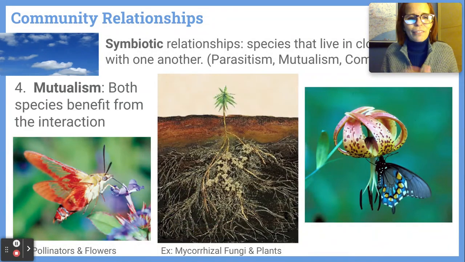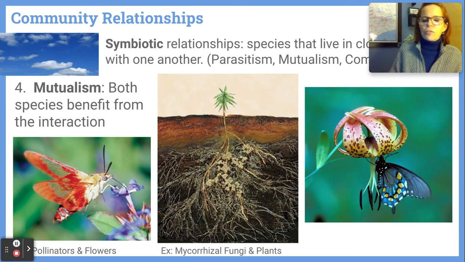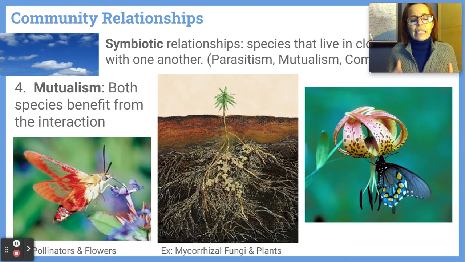The next symbiotic relationship is mutualism. This is where they are mutually beneficial. They're helping each other. So the pollinators and the flowers: the pollinators are getting food from the flower, and the flower is getting its pollen transferred from one flower to the next. So that's how they reproduce. So they're helping each other out. In the middle, we have something called mycorrhizal fungi and plants. What you're seeing is on the root system down below, there is this fungus that is incorporated into the root system.